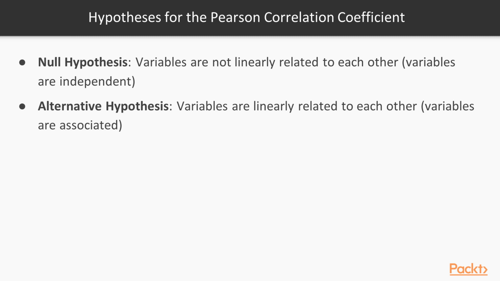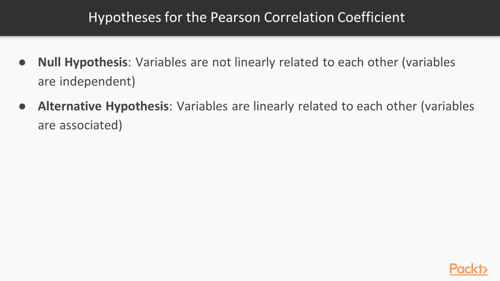With regard to hypotheses for the Pearson correlation coefficient, as usual, we have both a null hypothesis and an alternative hypothesis. The null hypothesis is stating that there is no relationship between the two variables. That means that the variables are independent of each other. They're not associated. The research hypothesis, or the alternative hypothesis, is stating that the variables are associated with each other. That means that as one variable increases, the other variable increases or decreases, but there is some kind of association with these variables.